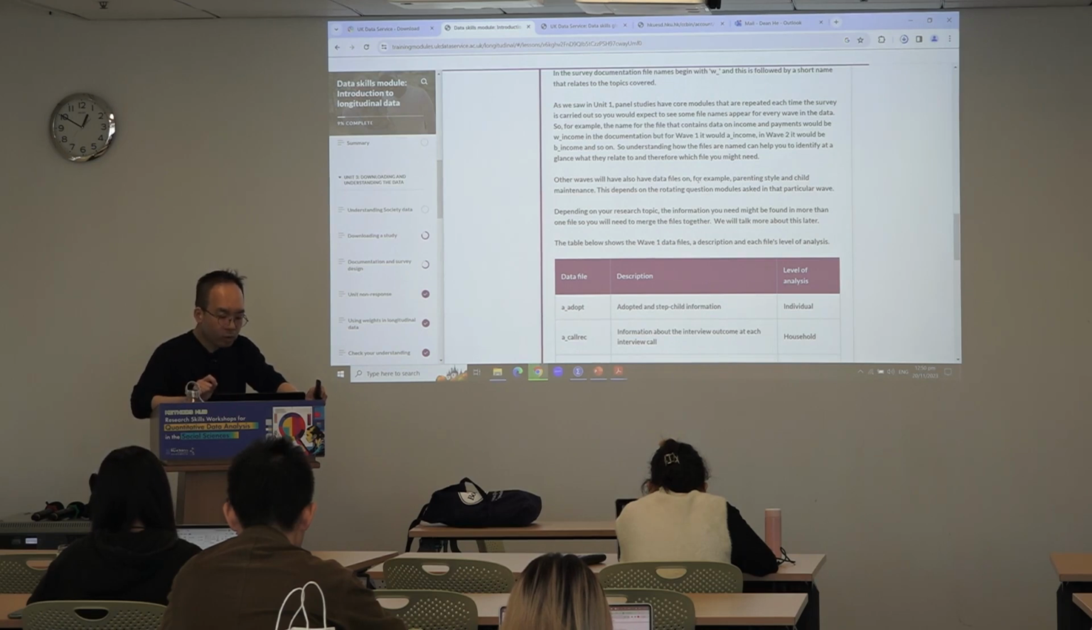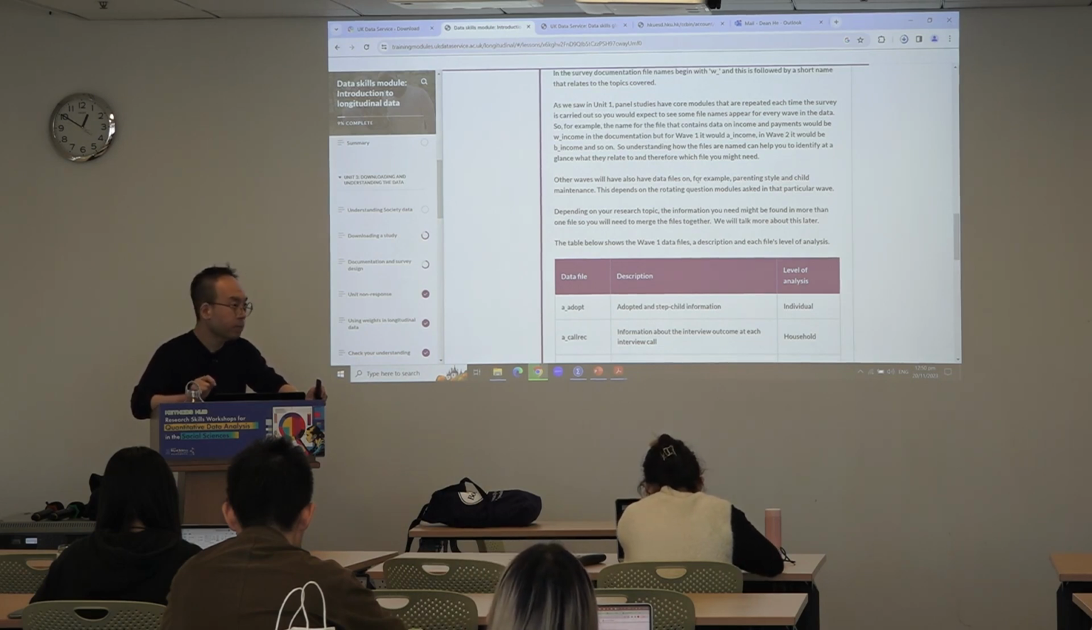Other waves will also have data files, for example, on parenting style and child maintenance. This depends on the questions themselves and whether they rotate in that particular wave or the next wave, etc.